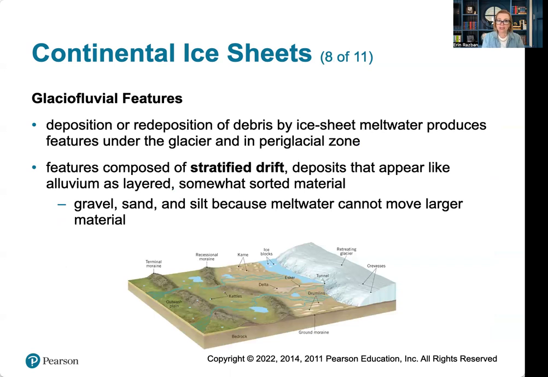Not all glacial deposition happens directly from ice. Meltwater plays a crucial role in creating what we call glaciofluvial features. Unlike ice, meltwater can sort and transport material, so these features are composed largely of gravel, sand, and silt, what we call stratified drift, because it's sorted and layered by flowing water. The most extensive glaciofluvial features are outwash plains.